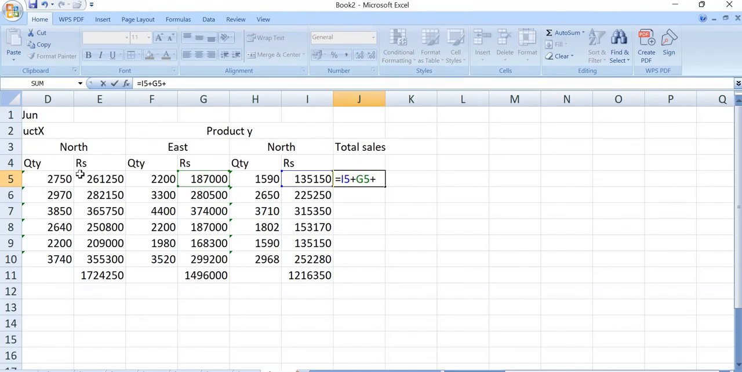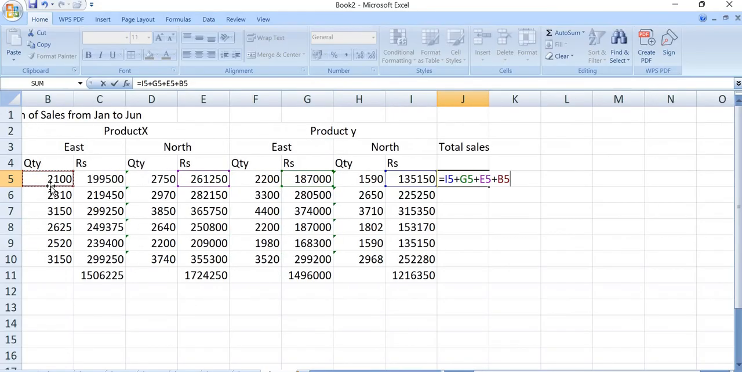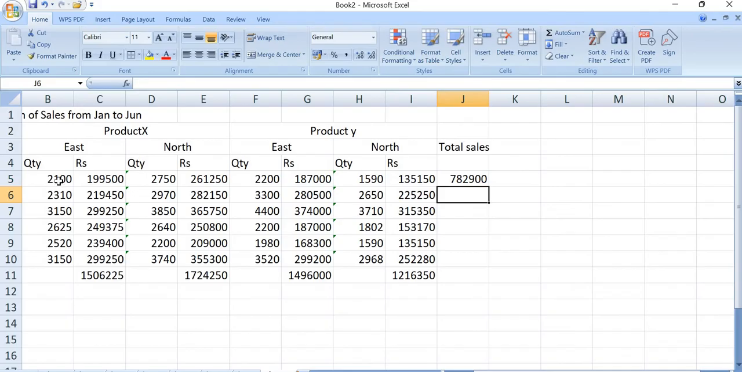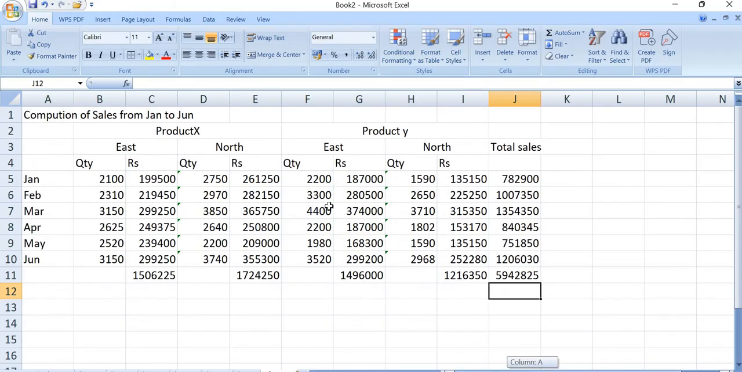So my total sales, including all the divisions, will be, so I'm adding all the sales values of X and Y. Anyway, I'm going to calculate for all the divisions together. So my total sales will be 7,80,000 to 900, like that only.